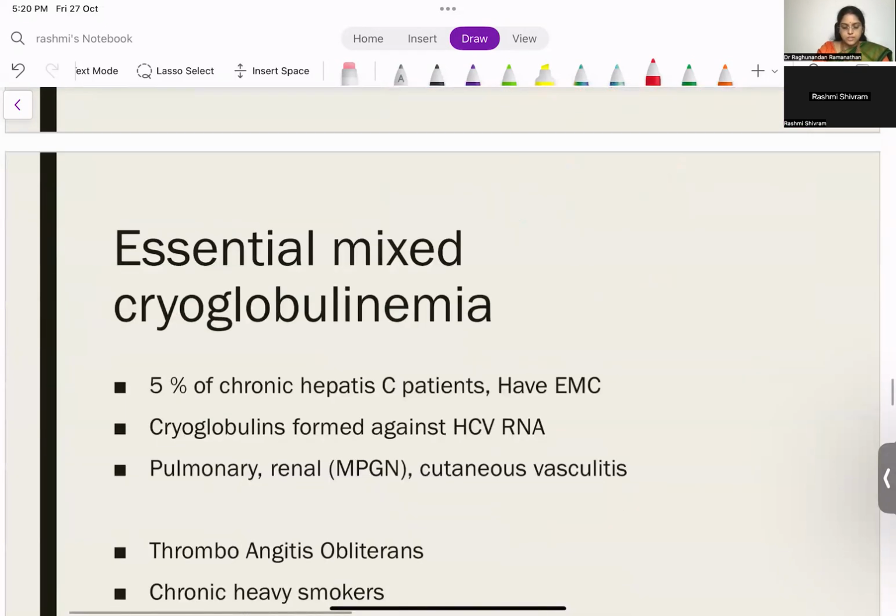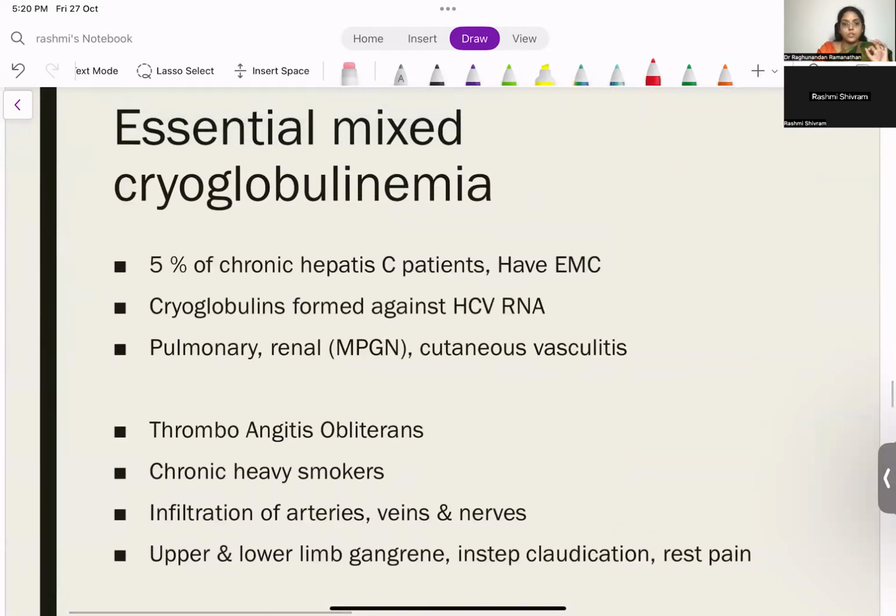Right. Next is cryoglobulinemia. I told you hepatitis B infection is associated with polyarteritis nodosa. These are dictums that you must remember. Hepatitis B infection, polyarteritis nodosa. Hepatitis C infection, cryoglobulinemia. These cryoglobulins are usually of 3 types.